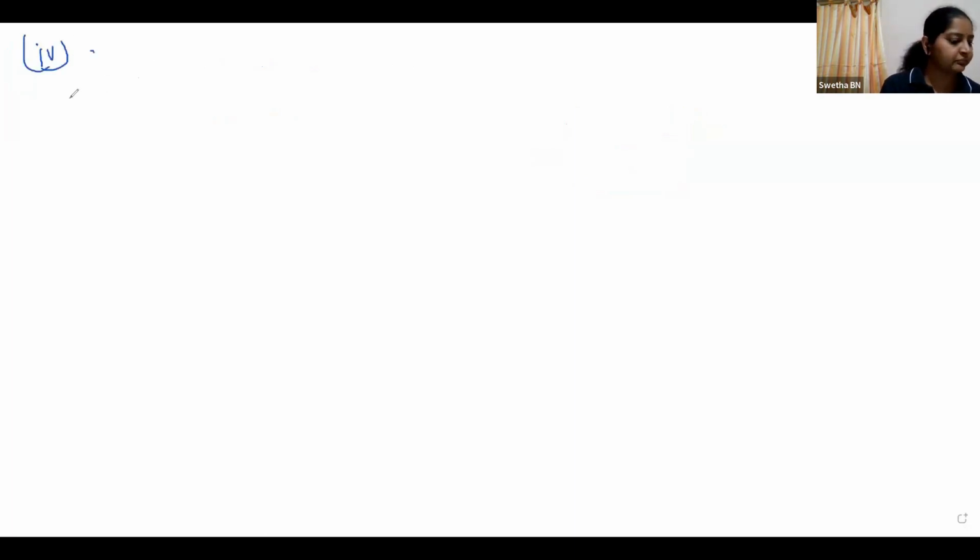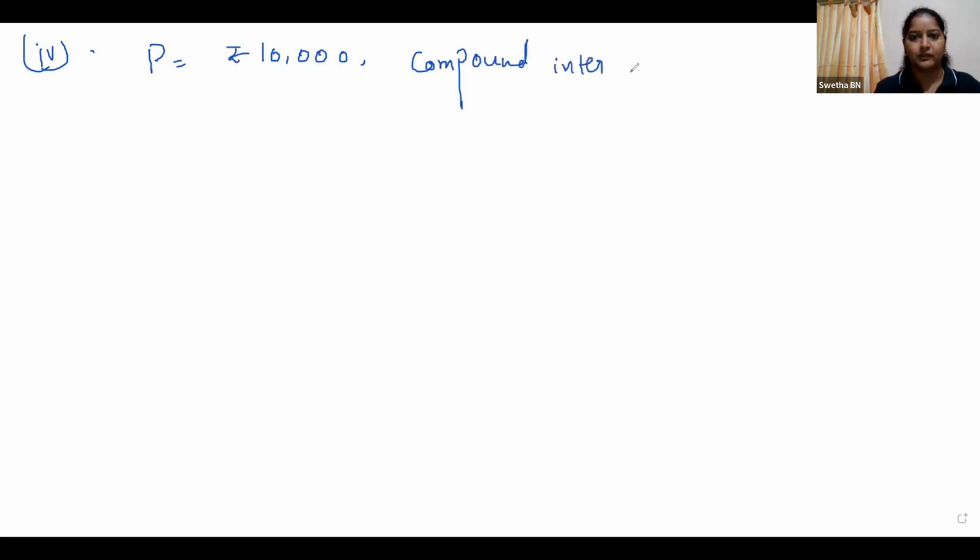Fourth sum. See, they have given the principal here. Principal is equal to rupees 10,000. Okay, so deposited at compound interest. They have given an interest of 8% per annum. Okay.